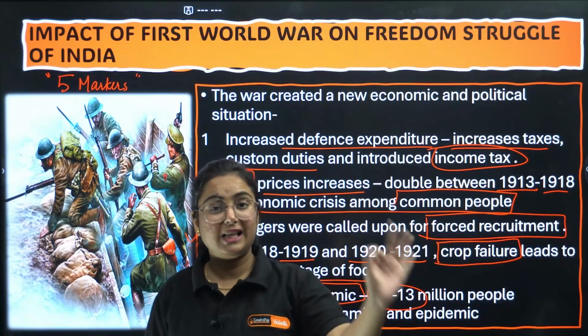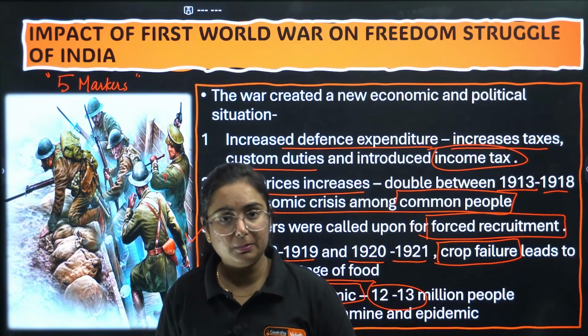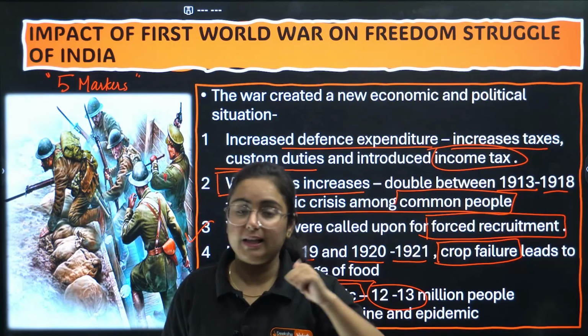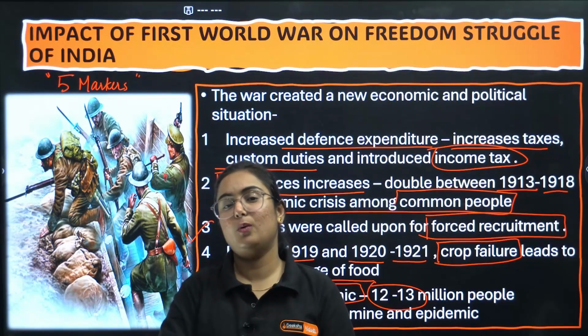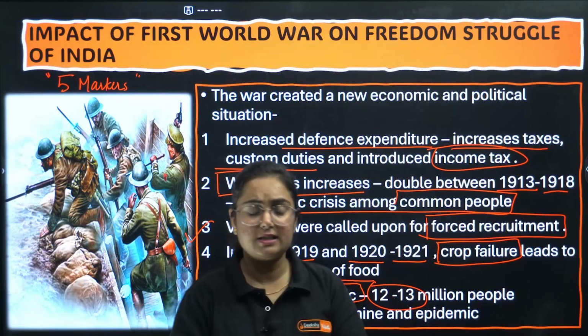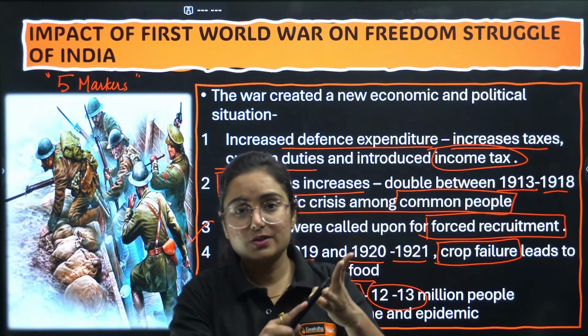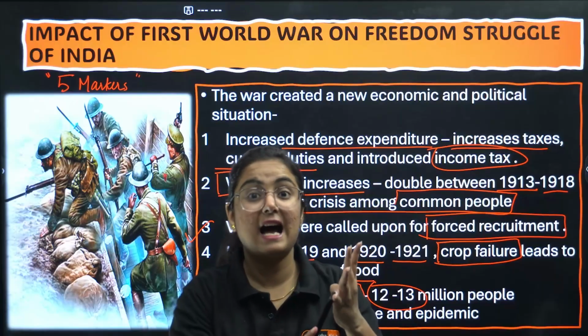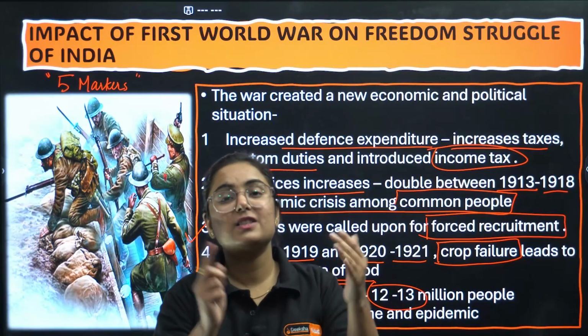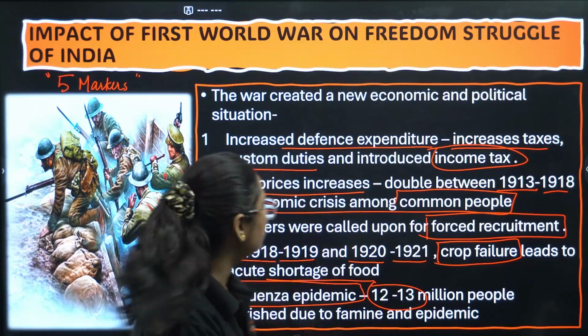Third was forced recruitment of villagers. Next is crop failure, and the last is the influenza epidemic. So you just need to remember defense expenditure, prices doubled, forced recruitment, influenza, and one more thing, crop failure. 5 points, 5 marks.